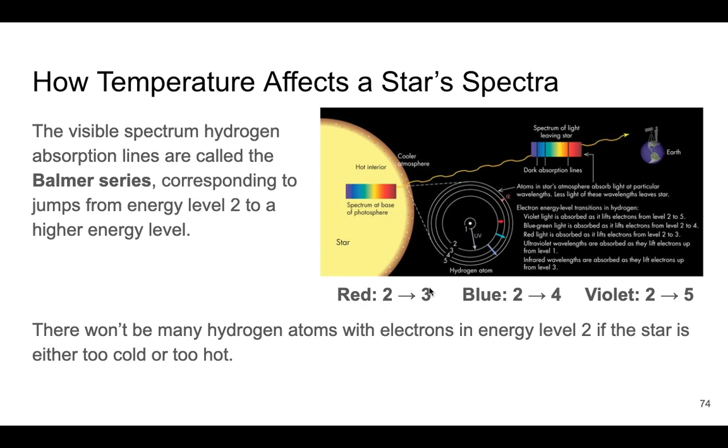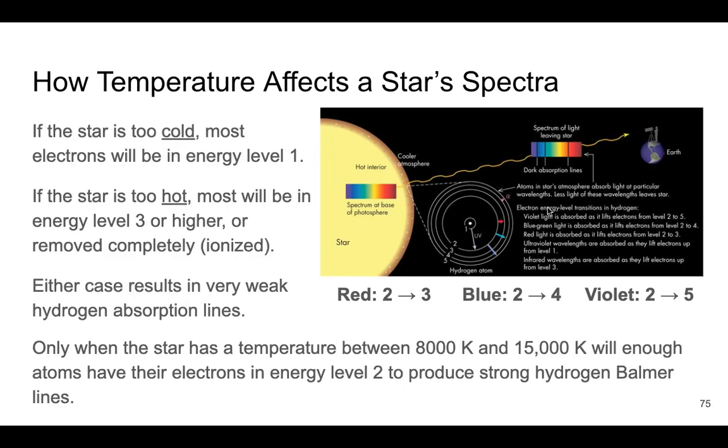If you're going from 2 to 3, it's going to absorb this wavelength, the red one. If you're going from 2 to 4, it will absorb this one. From 2 to 5, it will absorb this one. So the key is you need to have hydrogen atoms that have electrons in their second energy level already for this to happen. You can't jump from 2 to 3 or 2 to 4 or 2 to 5 if you're not in 2 to begin with. So if the star is too hot or too cold, you're not going to have many electrons in the second energy level.